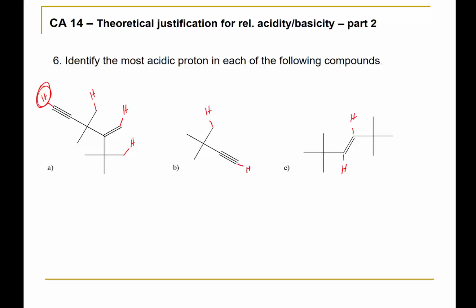In example B, again, it would be this proton that would come off most easily, as again, its conjugate base, negative charge, would be most stabilized because the carbon would be sp hybridized.